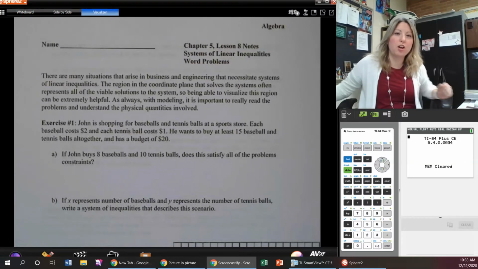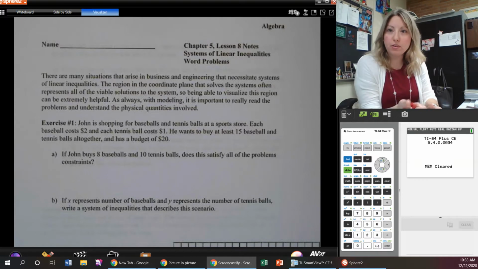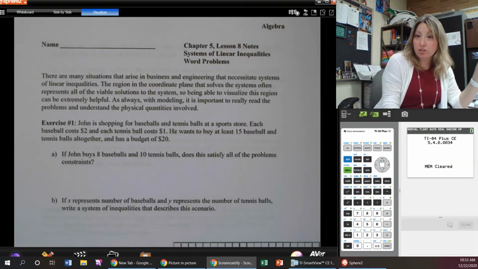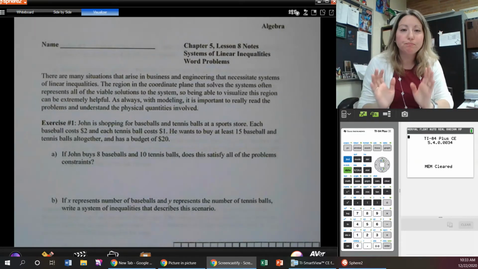Algebra. Welcome to your Chapter 5, Lesson 8 notes. This is the end of Chapter 5 with this one, so let's get into this. I actually love this part of this lesson, this part of this chapter.